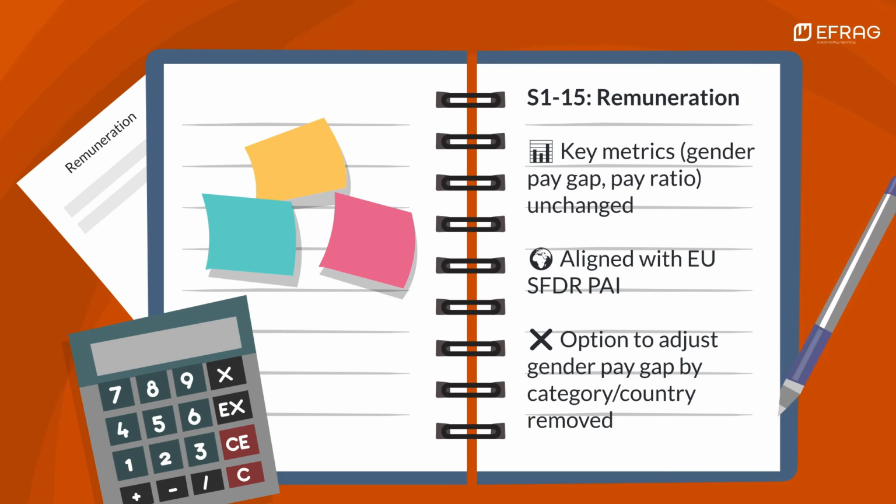On S1-15, remuneration. The pivotal social disclosures on remuneration metrics, such as gender pay gap and annual remuneration ratio, remain mostly unchanged. These data points are also aligned with the EU SFDR PAI requirements. Various options to disclose relevant contextual information have been merged into a single and concise application requirement. The option to present the gender pay gap adjusted by employee category or country/segment has been deleted, but included as a specific question in the public consultation to obtain feedback from the stakeholders.